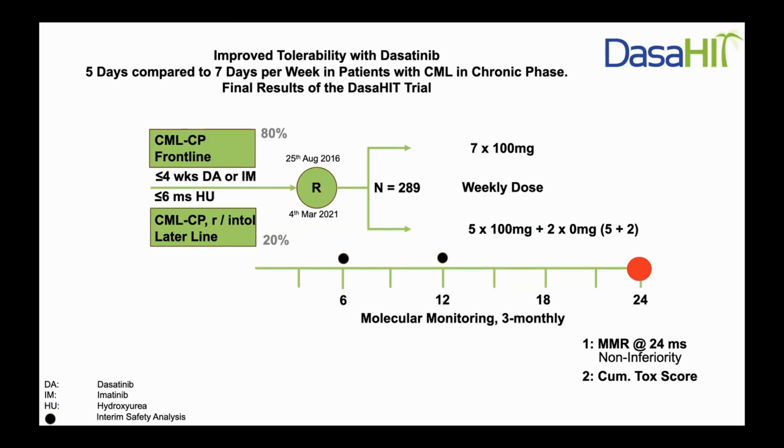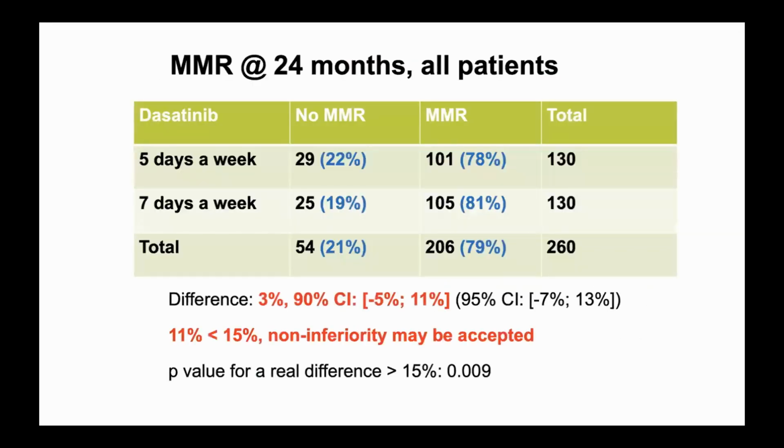We had a different approach here. We compare 7 days versus 5 days because of the short half-life of Dasatinib and the importance of the peak level and not the trough level of this drug. And we expected with 2 days holiday per week, that means on the weekend, a reduction of the side effects because pending imminent side effects may go away with a 2-day break. This was randomized for first line and later lines of therapy.